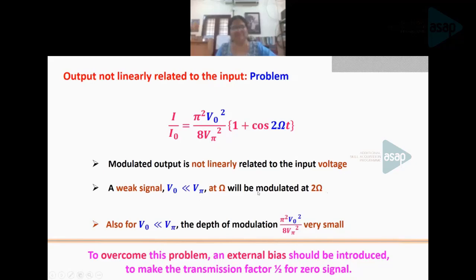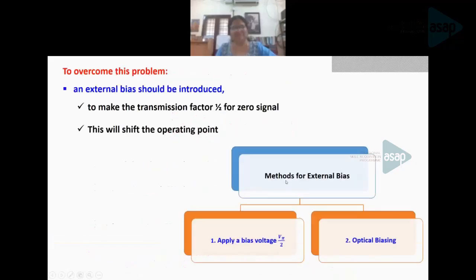This can be overcome only with the support of an external bias. So we have to use an external bias so that the transmission factor I by I0 should be half, even for zero signal. So this has to be done. Okay, there are two methods. One is to apply a bias voltage of V pi by 2, that is, half of the half voltage, as a bias voltage. And the second method is optical biasing.